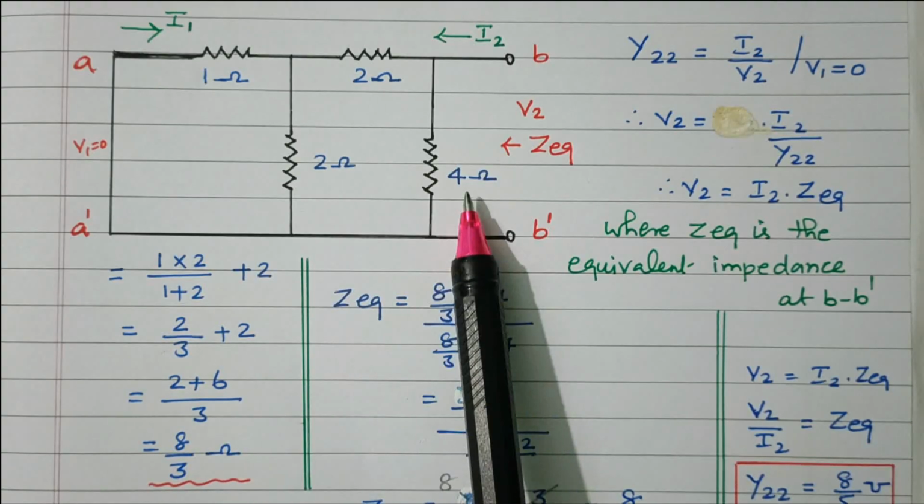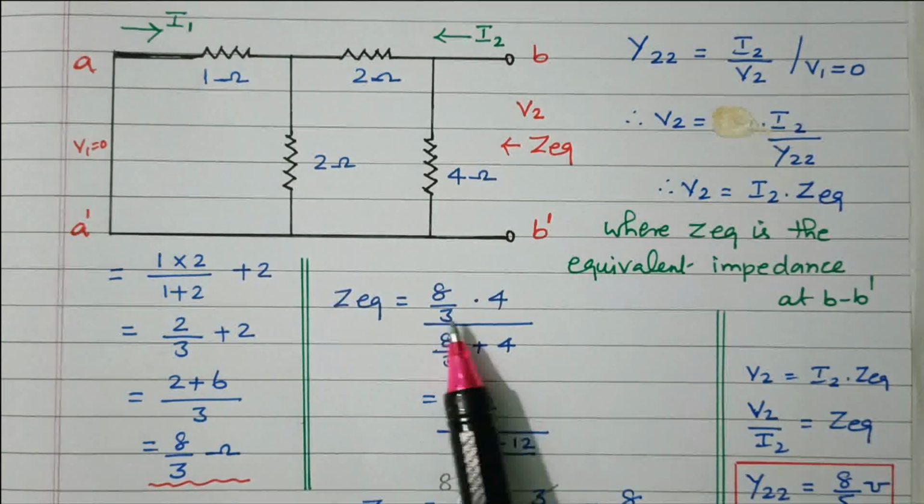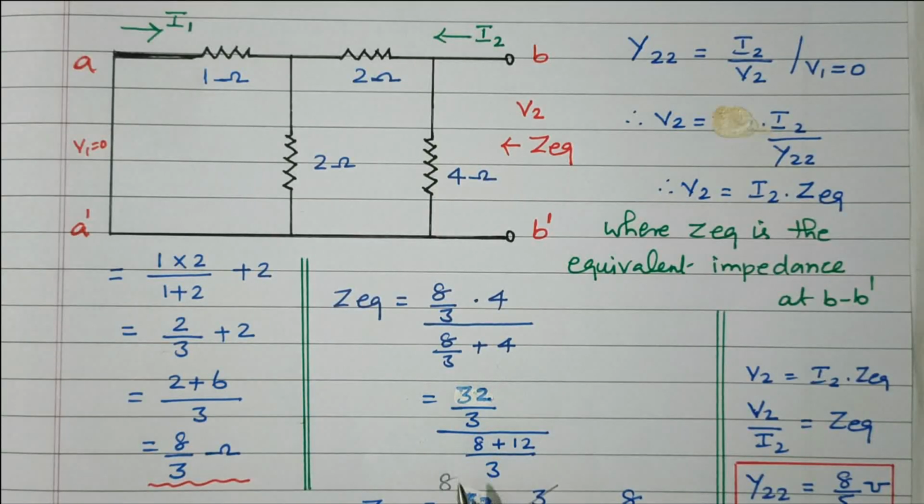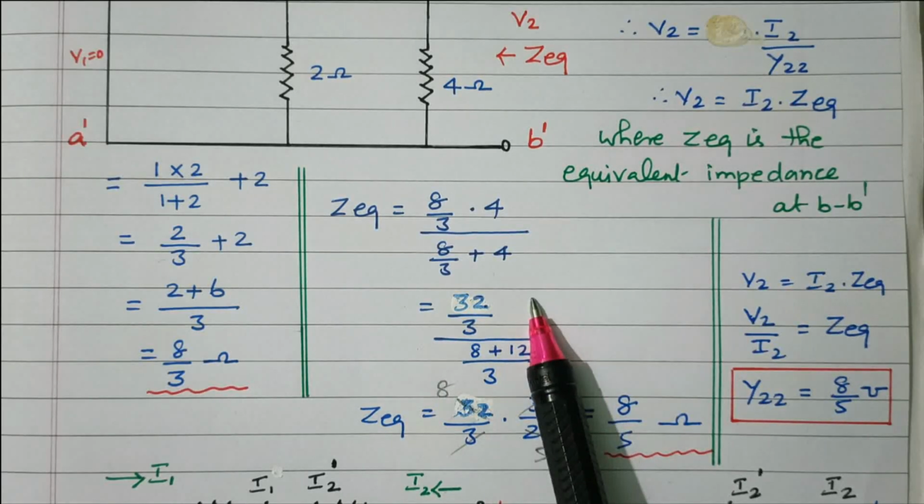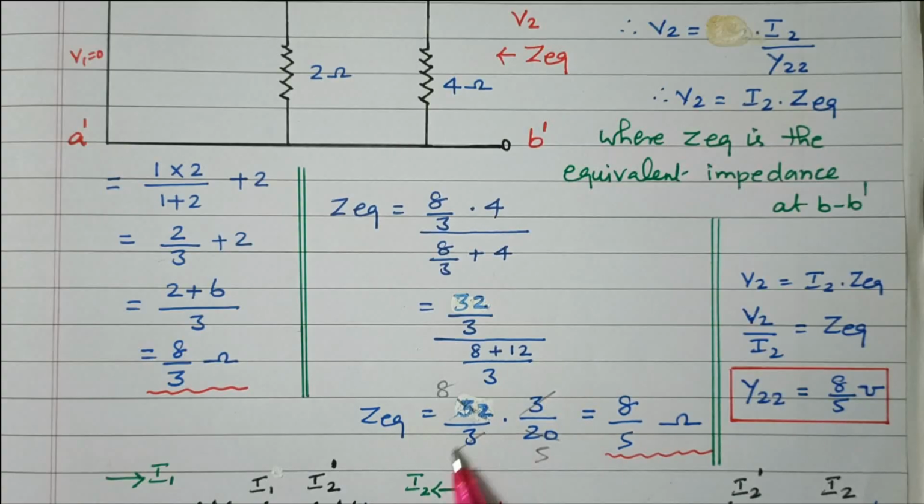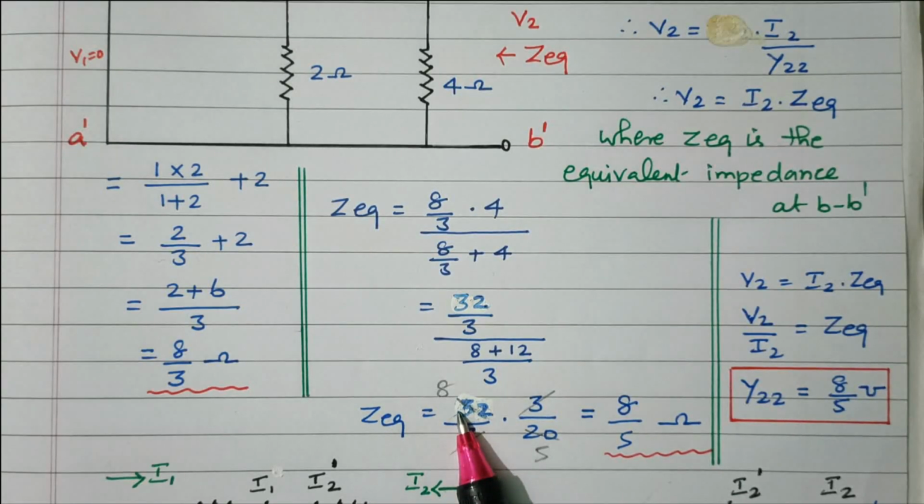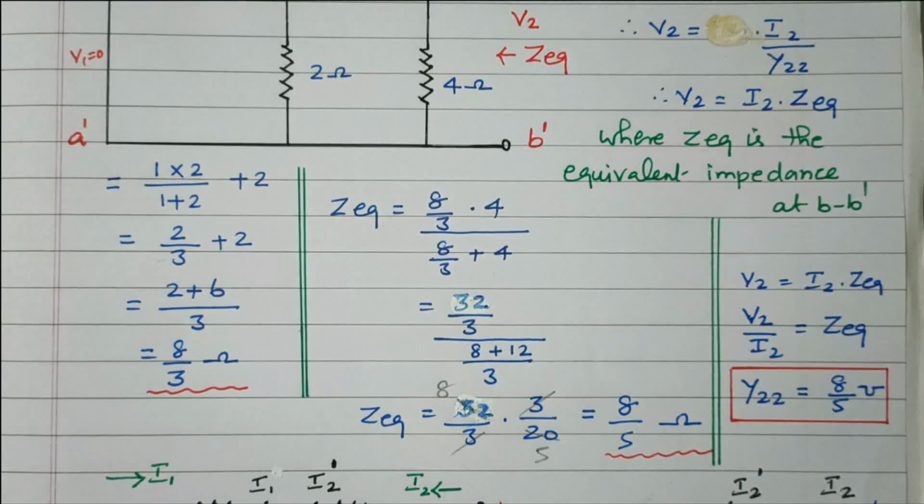That 8 by 3 ohm is in parallel with the 4 ohm. So 8 by 3 into 4 divided by 8 by 3 plus 4. So what is the value? 32 divided by 3. Here, taking the LCM, 8 plus 12 by 3, that is 20 by 3. The 3 in the denominator goes to the numerator as a reciprocal. So 3 got cancelled. Here this 8 goes 5 times, 8 times 5 in the 4 table. So 8 by 5 ohm. So the equivalent impedance of this network is 8 by 5 ohm.